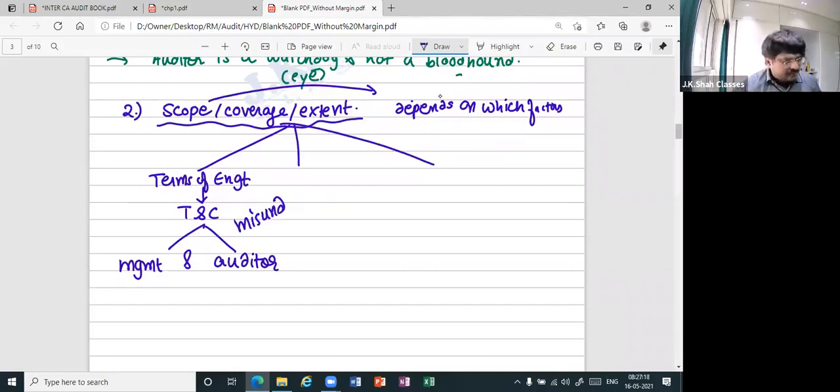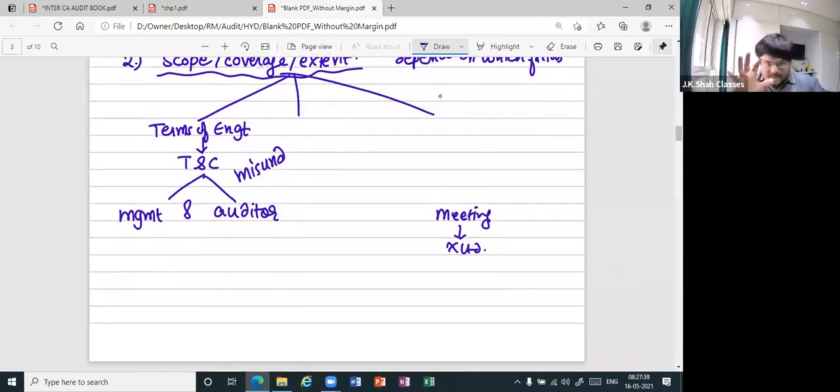Hear carefully. Will the auditor do the audit directly? No. Firstly, there will be a meeting. Can I say management will approach the auditor? Then obviously in the meeting, they will decide, no? Say there is company X Limited who basically wants to do audit. So management will approach the auditor.